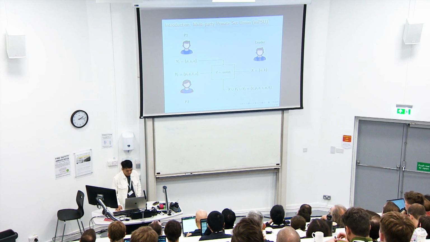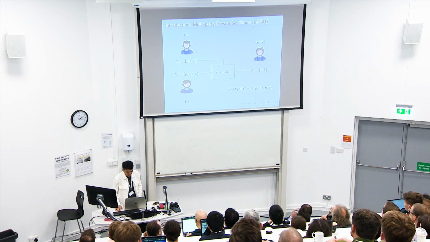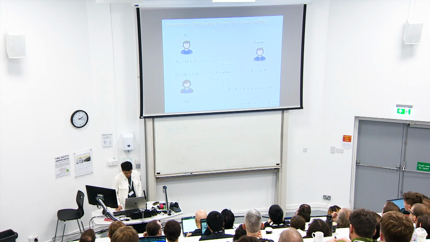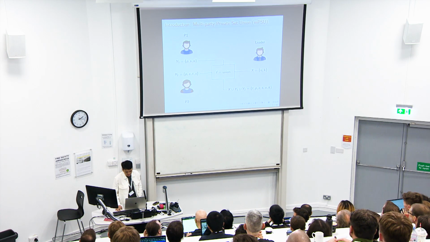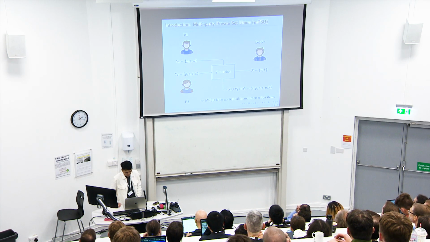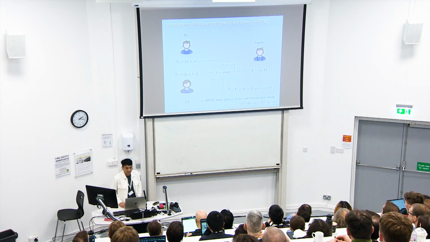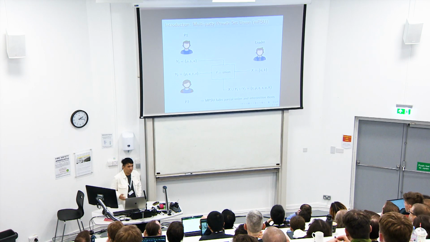So in the problem, we have multiple parties, each with a set of elements, and at the end of execution, one party we label as the leader learns the union of everyone's sets. The goal is to hide all the partial unions between any parties and the intersection items of the parties from the leader. So the leader will only learn the union at the end without any additional information.